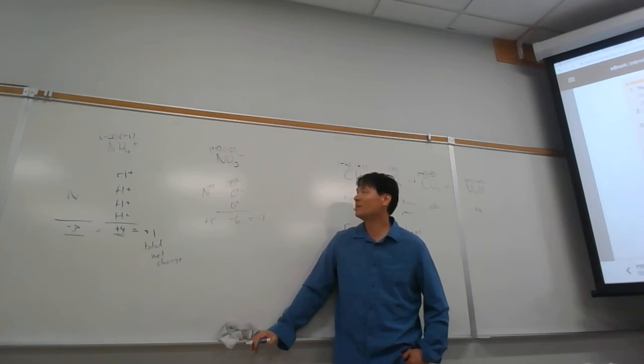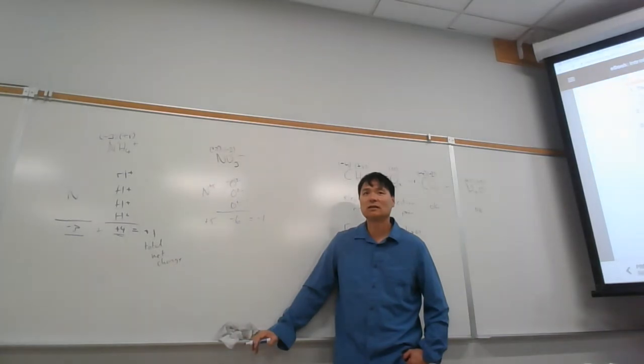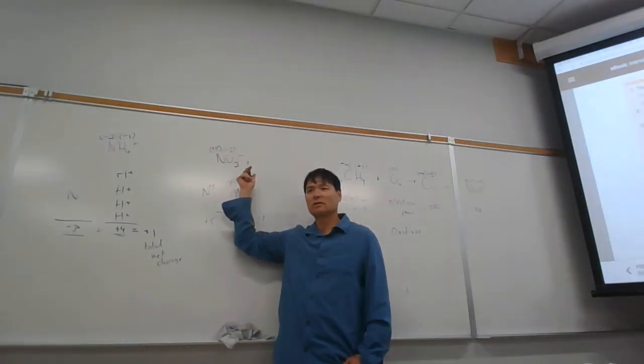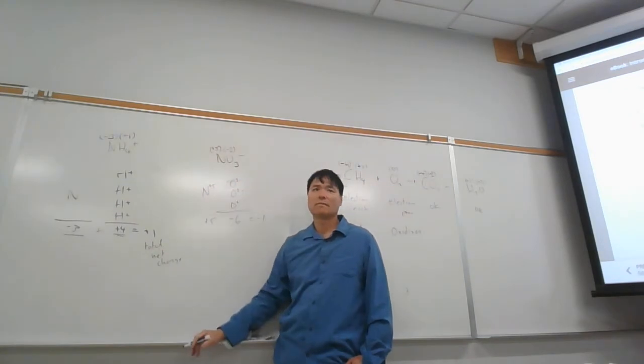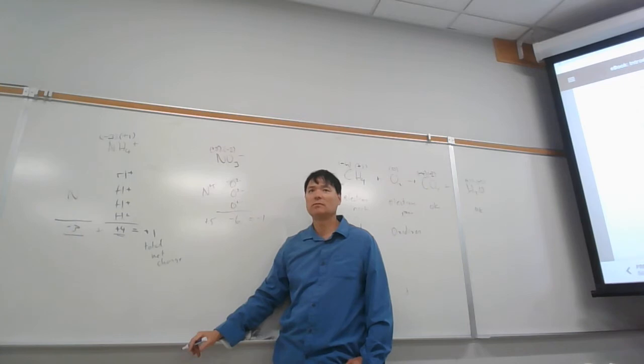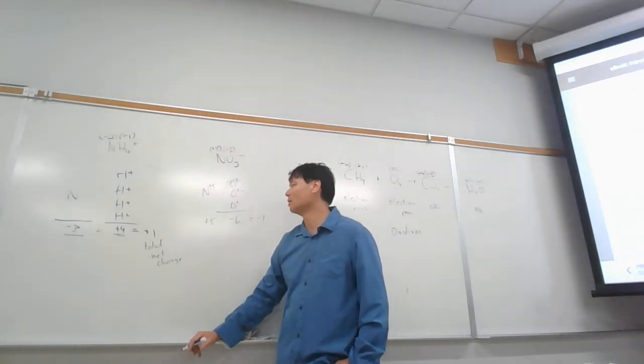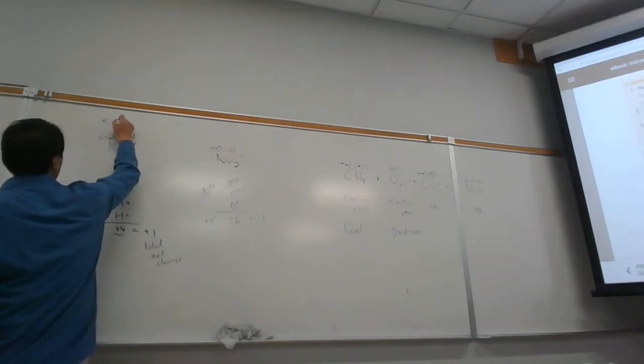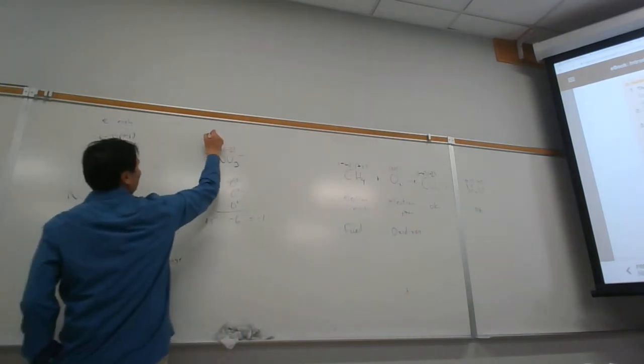What would you say about nitrogen here? Would you say it's rich because nitrate has a negative charge? No. Nitrogen is electron-poor. And so here we have an electron-rich nitrogen. Here we have electron-poor nitrogen.